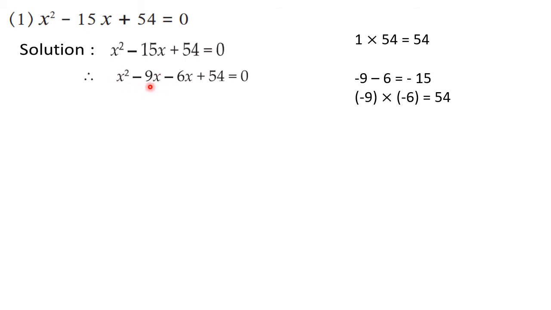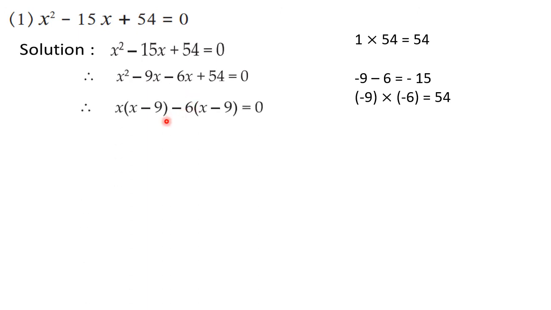So from these two terms you can take out x as common, and inside the bracket you will get x minus 9. And here from these two terms, as I told previously, 54 comes in the table of 6. 6 nines are 54. So from 6 and 54 I can take out 6 common. But while taking out common, we have to consider the sign also. So from these two terms we will take out minus 6 common.